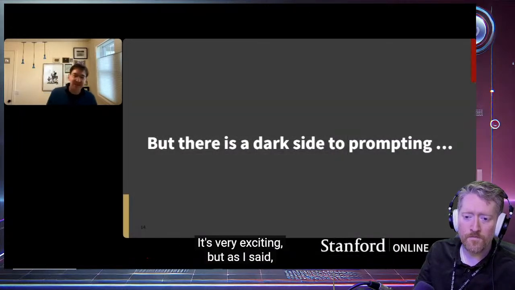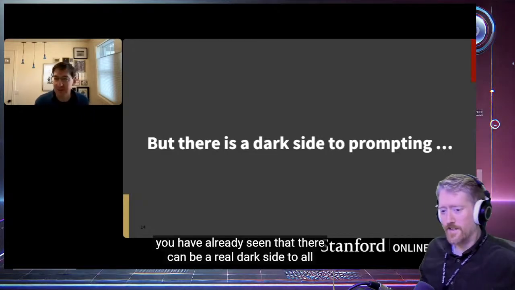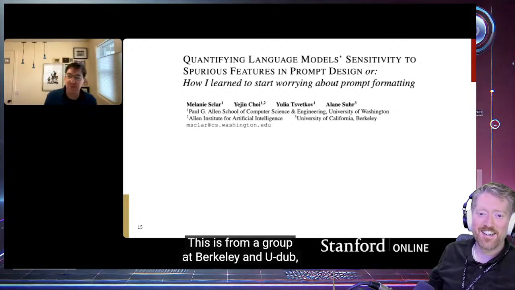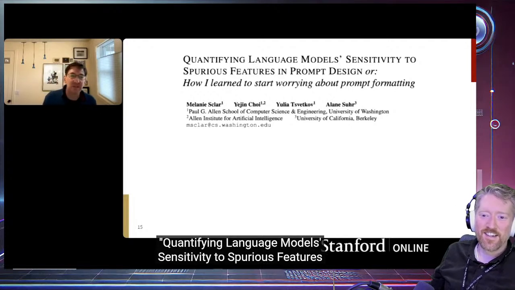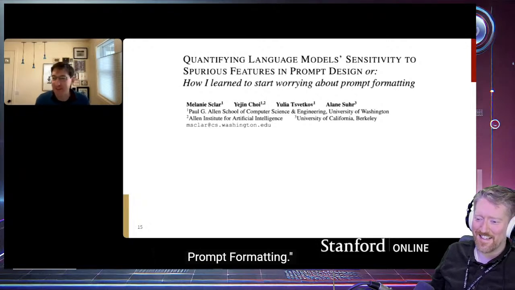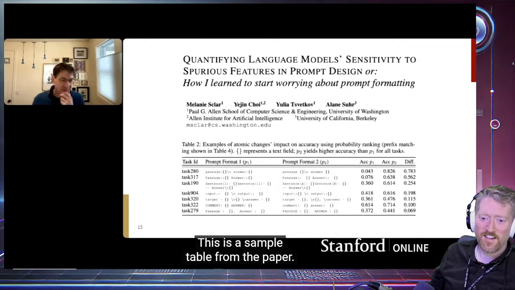It's very exciting, but as I said, if you have done some work with prompting models, you have already seen that there can be a real dark side to all of this. You can get your heart broken. This is a paper that kind of crystallizes it for me. This is from a group at Berkeley and UW. Quantifying language model sensitivity to spurious features in prompt design, or how I learned to start worrying about prompt formatting. And this is a really dramatic case of sensitivity of the model to the prompt choice that you make. This is a sample table from the paper.